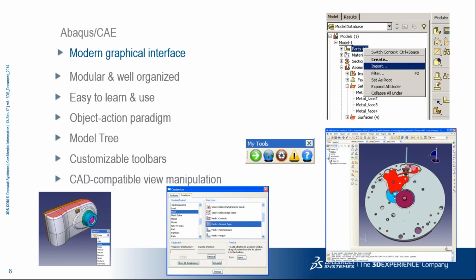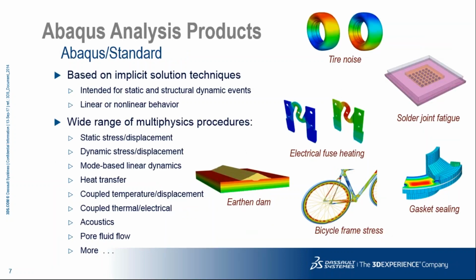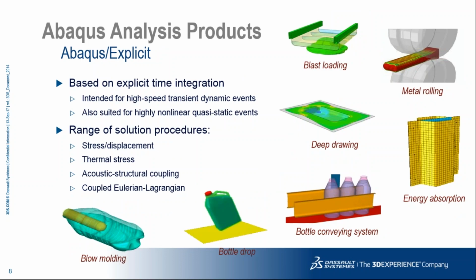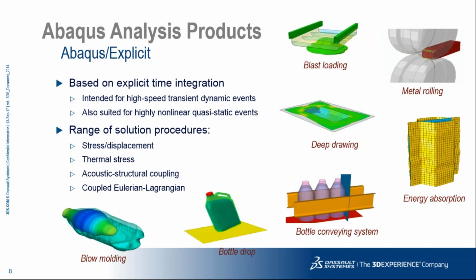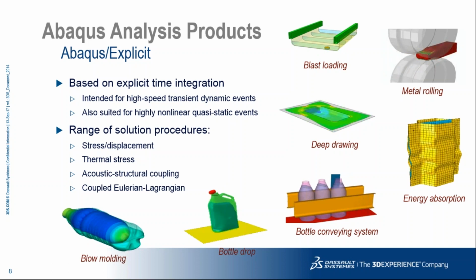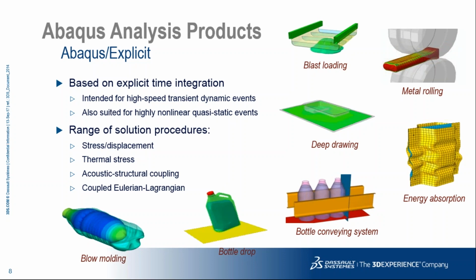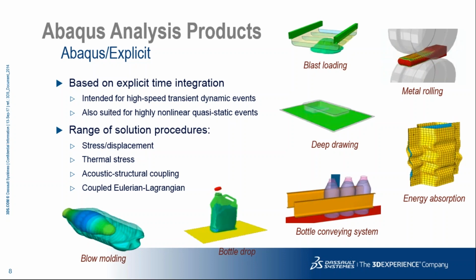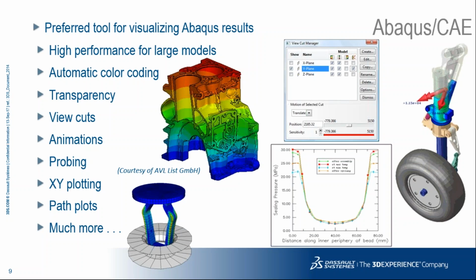Once the job is submitted, we have two sets of solvers. One is Abaqus Standard, which is used to do static and structural dynamic analysis, linear and nonlinear analysis, and a wide range of multi-physics procedures, which include static stress displacement, dynamic analysis, mode-based linear analysis, heat transfer, coupled field analysis, acoustics, etc. Similarly, Explicit is used for high-speed transient dynamic events, and is also suited for highly nonlinear quasi-static analysis, with a range of solution procedures which include thermal analysis, acoustic structural coupling, coupled Eulerian-Lagrangian, etc. The same CAE is again used for post-processing in terms of visualizing the results.